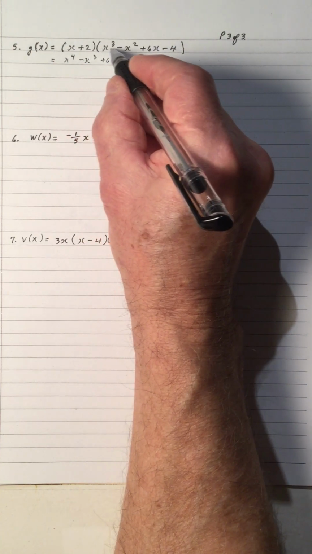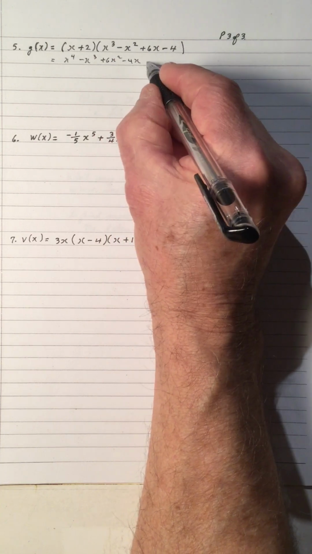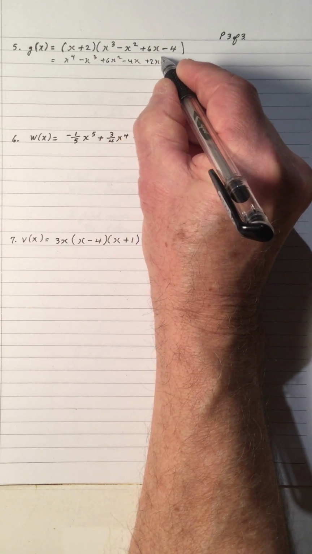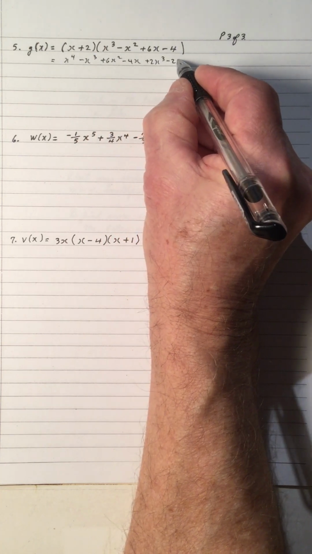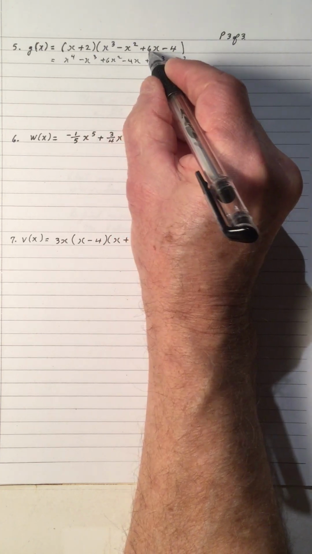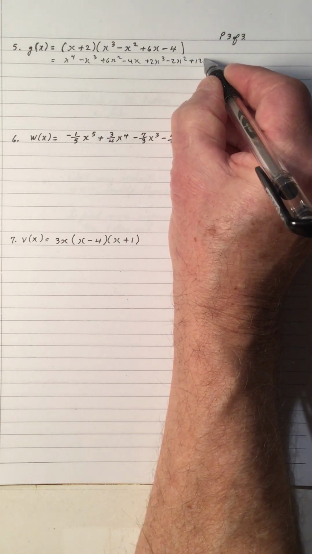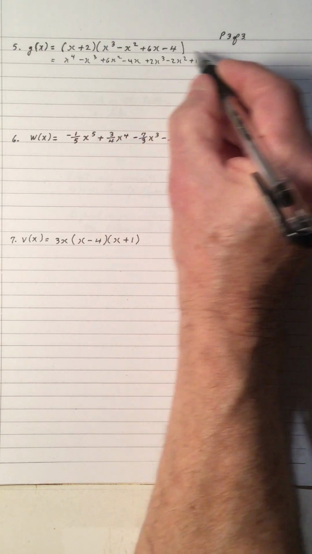Now we're going to multiply 2 by each one of these. So that's a plus 2x cubed minus 2x squared plus 12x minus 8.